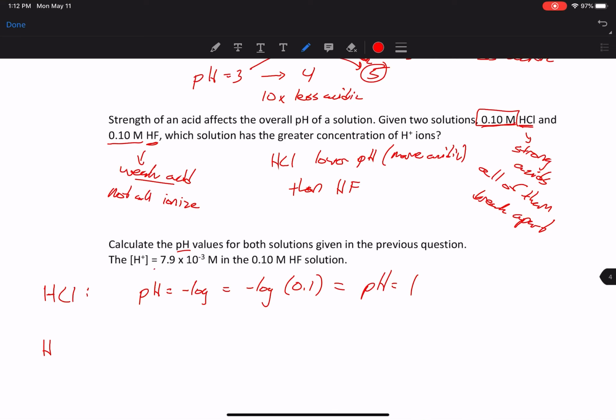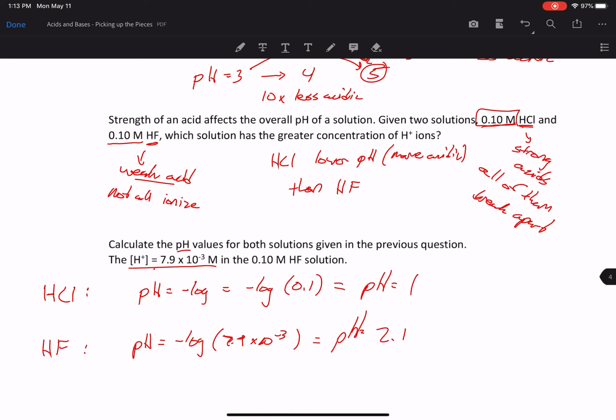Now this problem says that the H+ concentration in the HF solution, hydrofluoric solution, is going to be the negative log of 7.9 times 10 to the minus 3. And so that means we have a pH of 2.1. So our hydrochloric acid is going to have a lower pH by about a factor of 10 than the hydrofluoric solution.